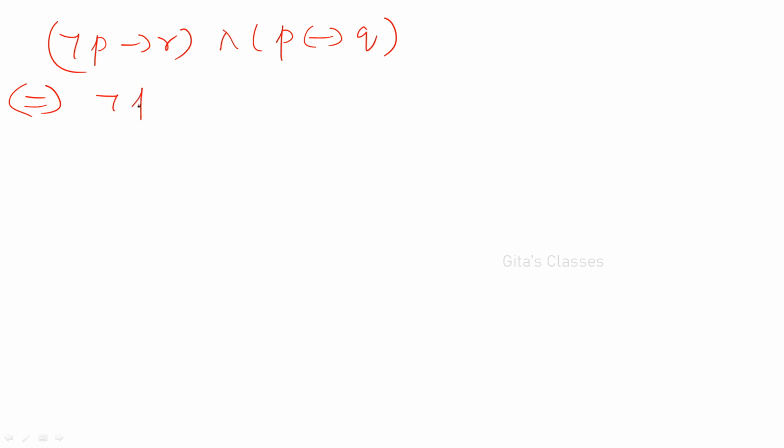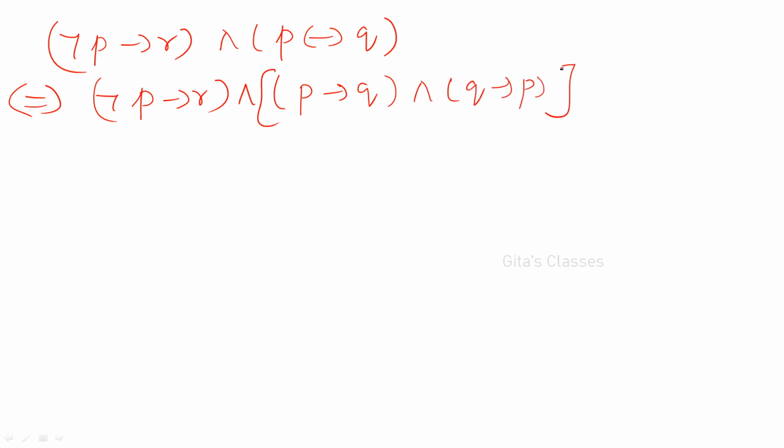So now find the PCNF of not P conditional R and P biconditional Q. This is equivalent to not P conditional R and, now I am going to write it as, P conditional Q and Q conditional P. I told you two equivalent formulas you can write. In the first one we have used the other formula. You can use any one of them depending on the requirement, depending on the question.